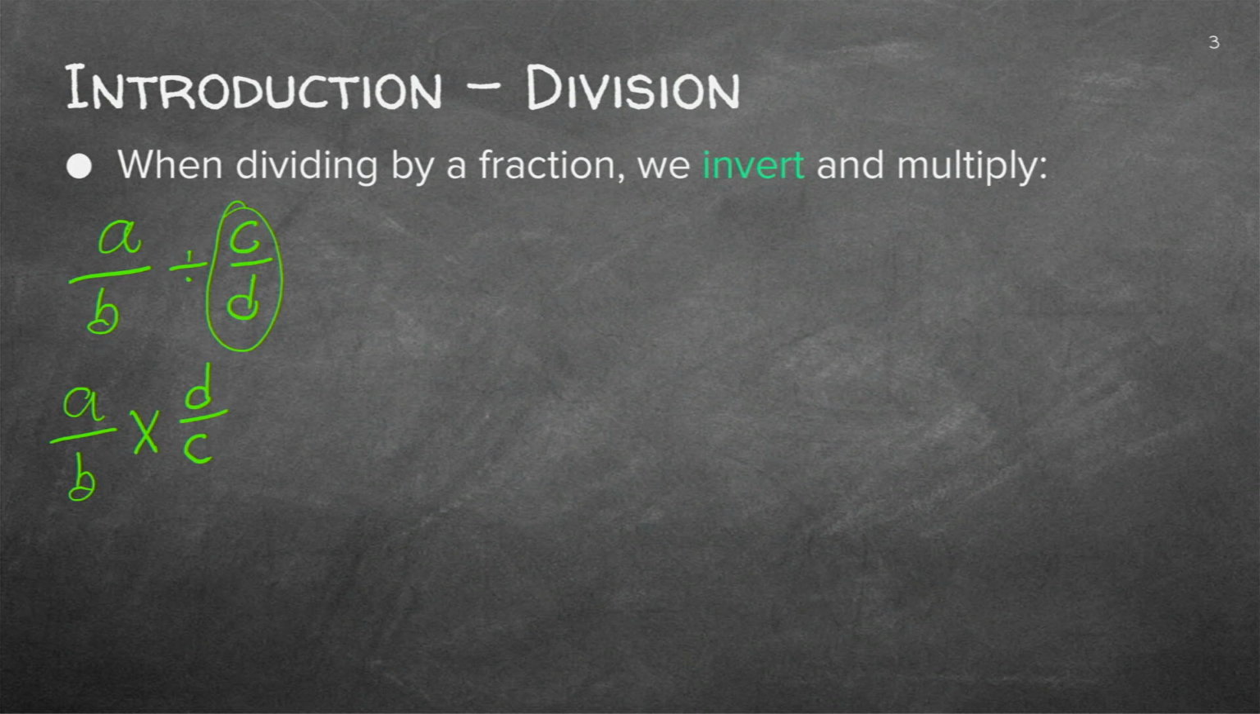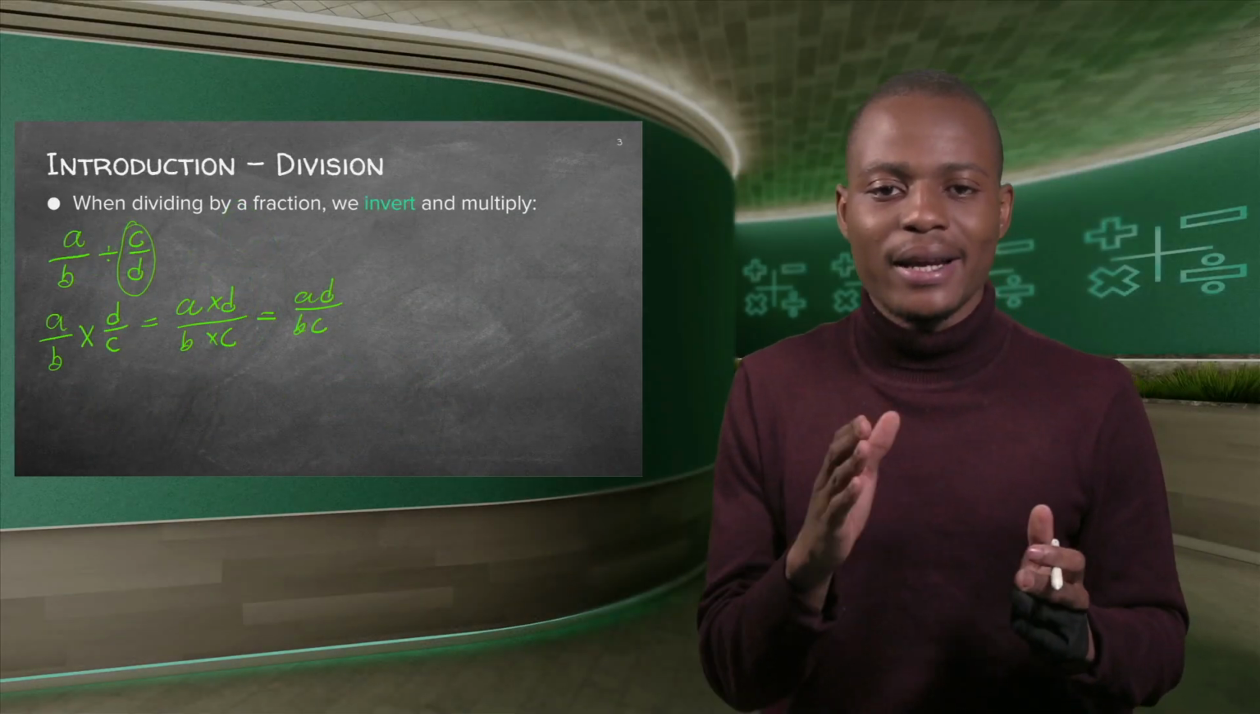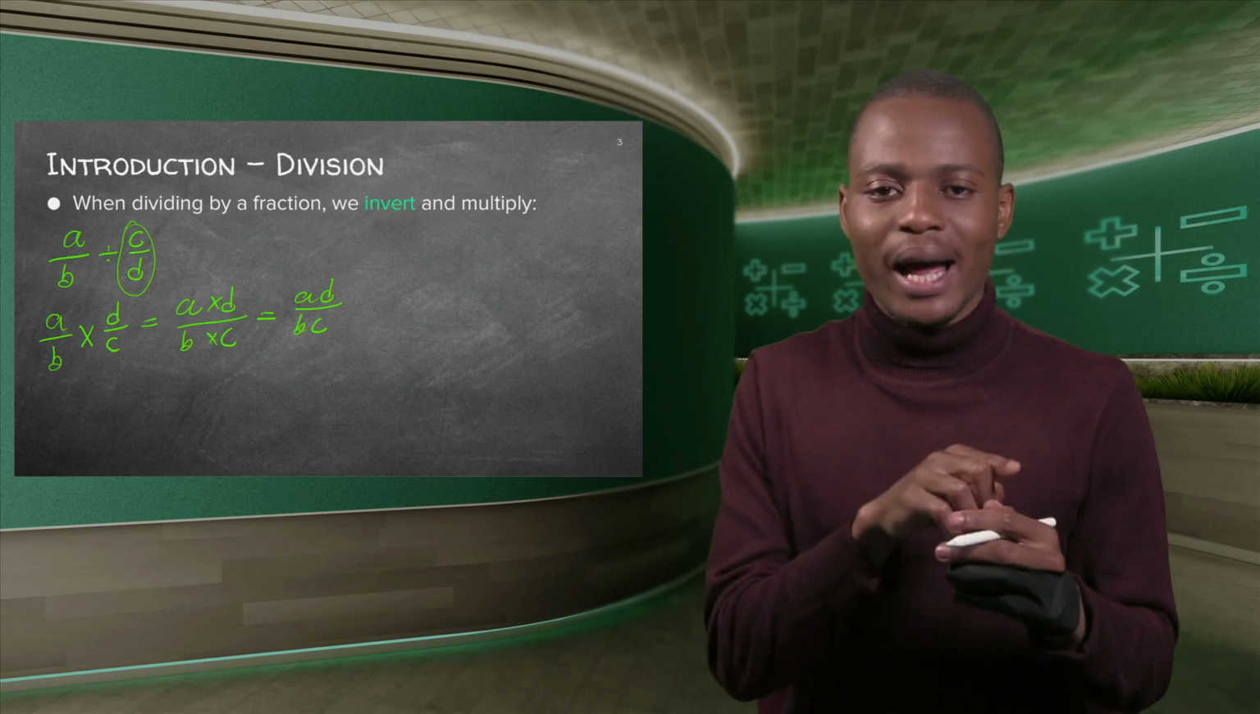So we have now managed to invert the values. So you invert and multiply. Okay, so now you can easily say the answer there will be A times D divided by B times C, and your product from that will be AD divided by BC. So the rule of division is quite straightforward. You invert and multiply. The rule of multiplication is you multiply directly.